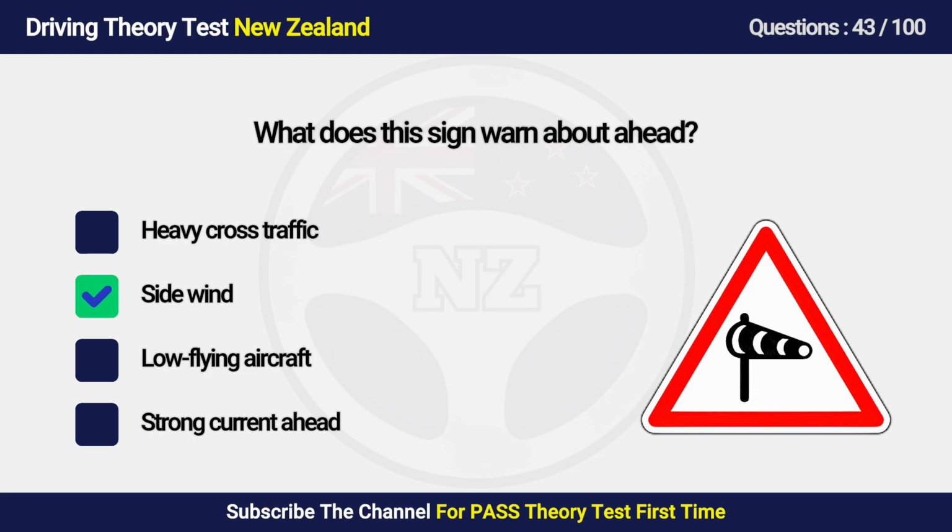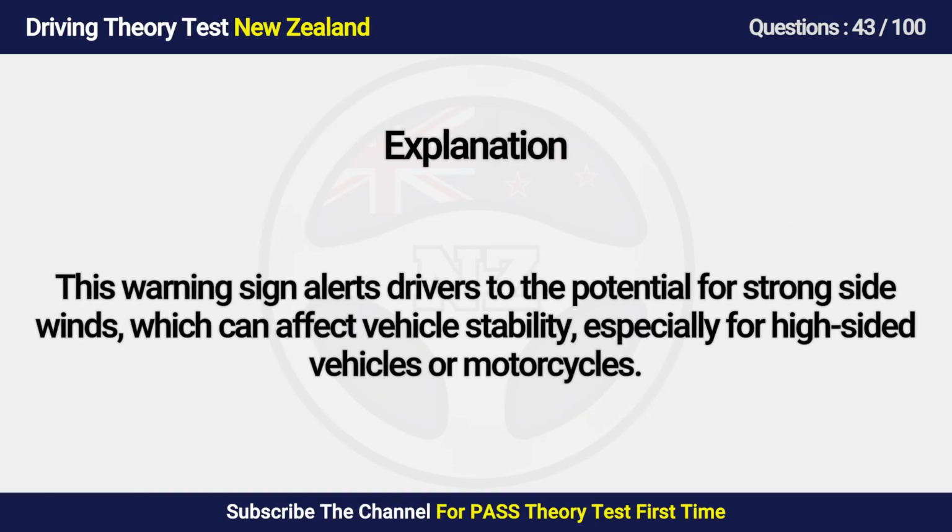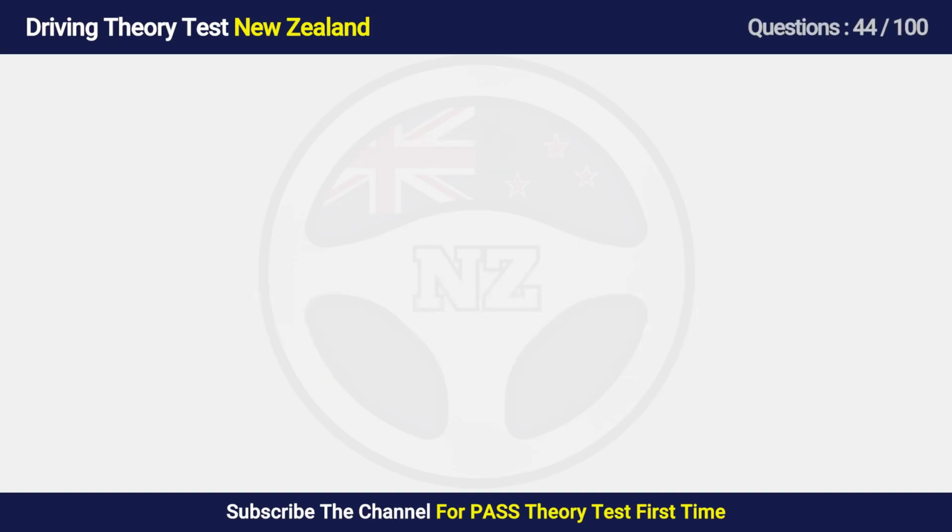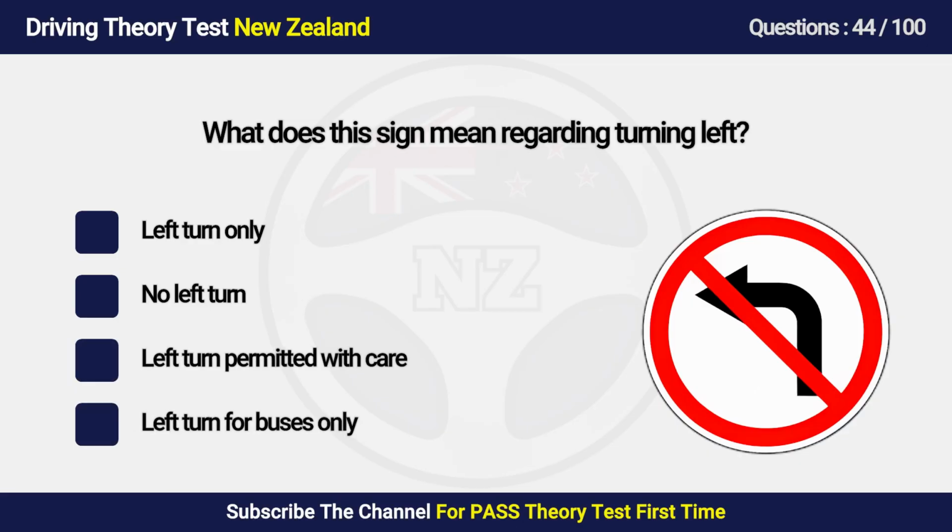Answer is B. Side wind. This warning sign alerts drivers to the potential for strong side winds, which can affect vehicle stability, especially for high-sided vehicles or motorcycles. Question 44. What does this sign mean regarding turning left?